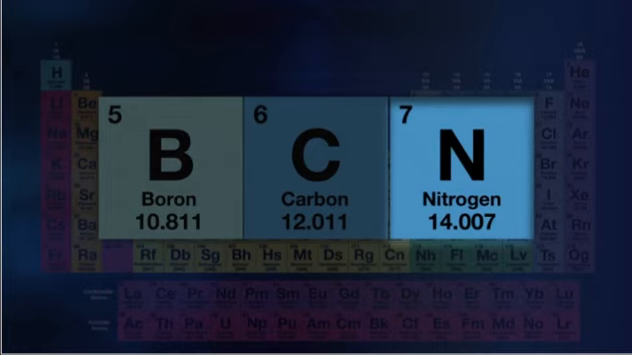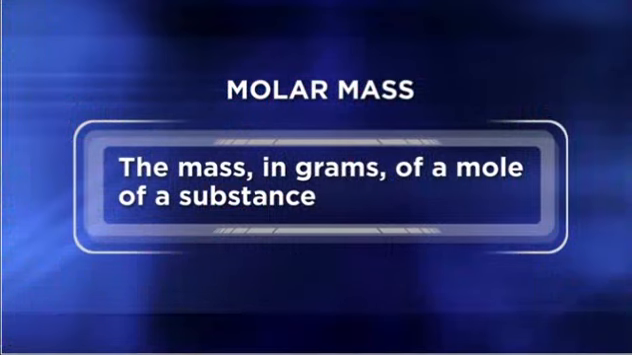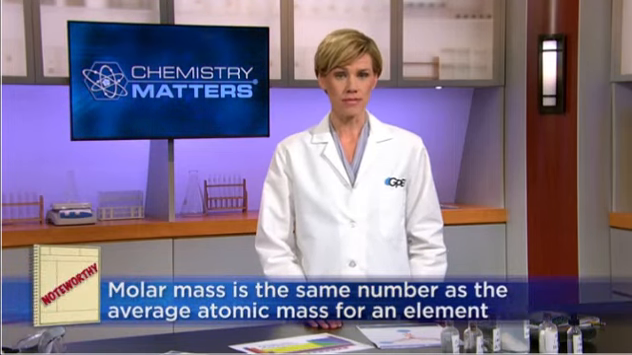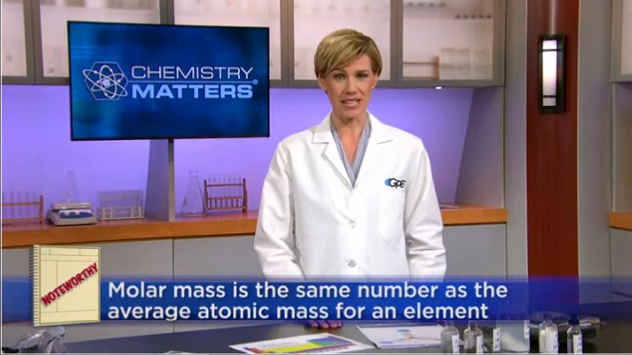So 1 mole of boron atoms has a mass of 10.81 grams. And look at nitrogen on the right. It has an atomic mass of 14.01. So 1 mole of nitrogen has a molar mass of 14.01 grams. The atomic mass of each element also represents the mass of that element in grams if we were to have a mole of atoms of that element. This is known as the molar mass. Molar mass is the mass in grams of a mole of a substance. Molar mass is the same number as the average atomic mass for an element.